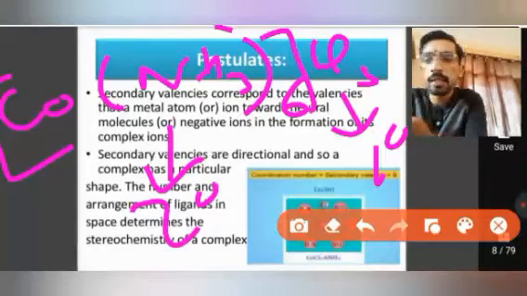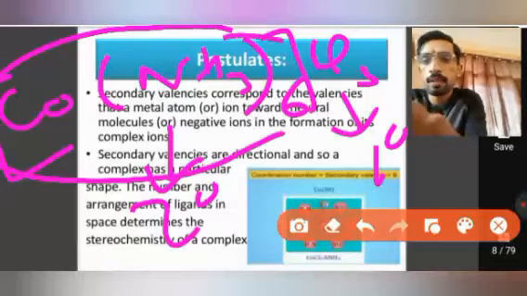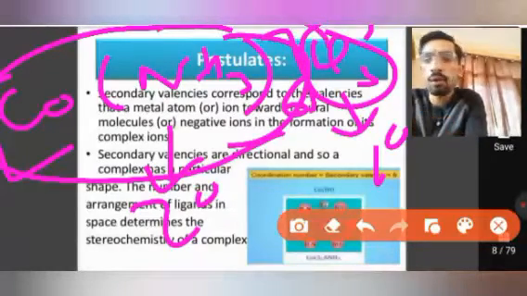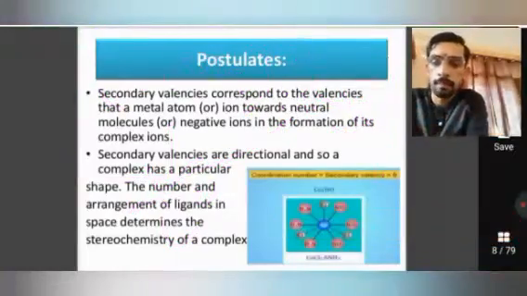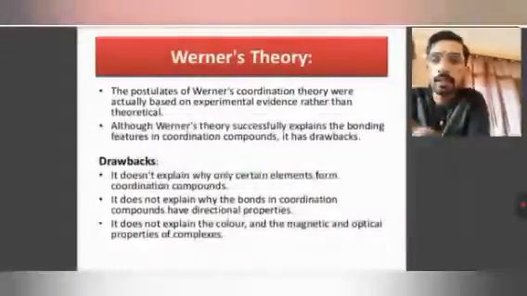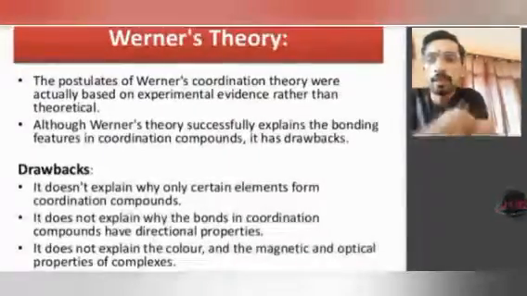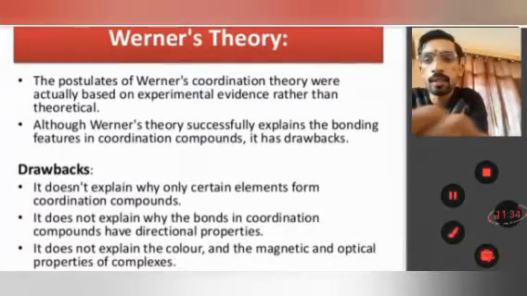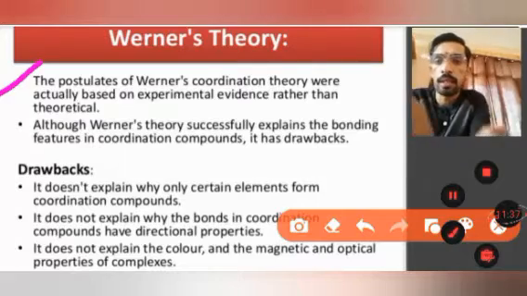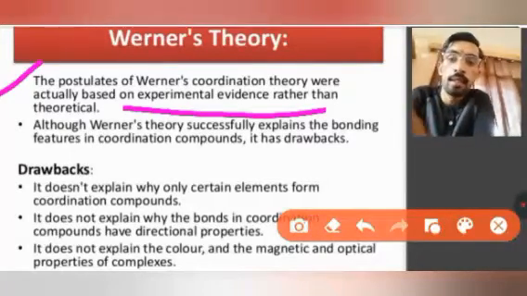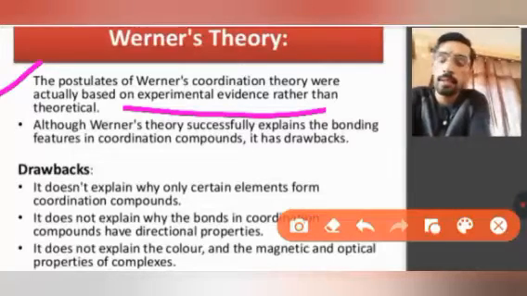Secondary valency is responsible for shape, direction, and complex structure. Primary valency is responsible for the oxidation number. Next, the postulates of Werner's coordination theory were actually based on experimental evidence rather than theory. He did experiments, and after that he gave these postulates.